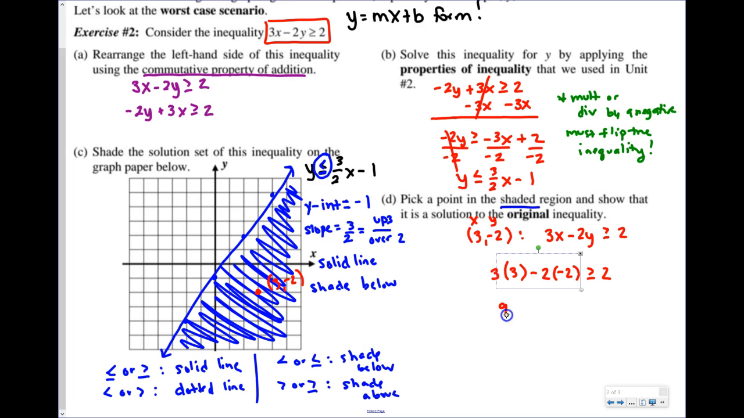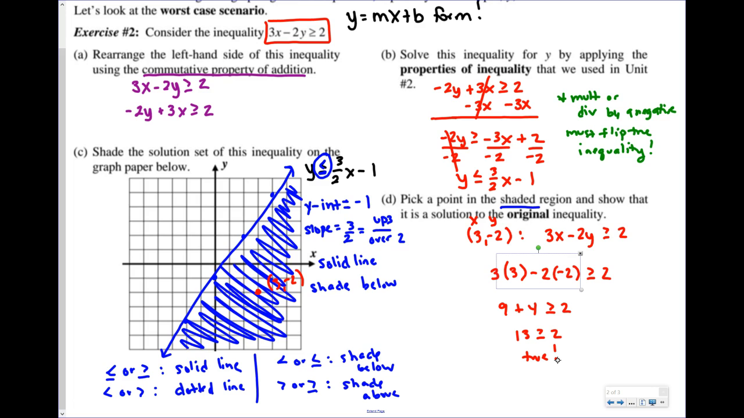3 times 3 is 9. Negative 2 times negative 2 is a positive 4. 9 plus 4 is 13. Is 13 greater than 2? Yep, it does work. So it works algebraically and it works in my graph.